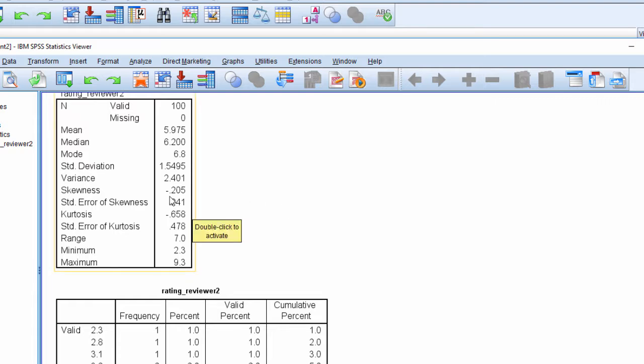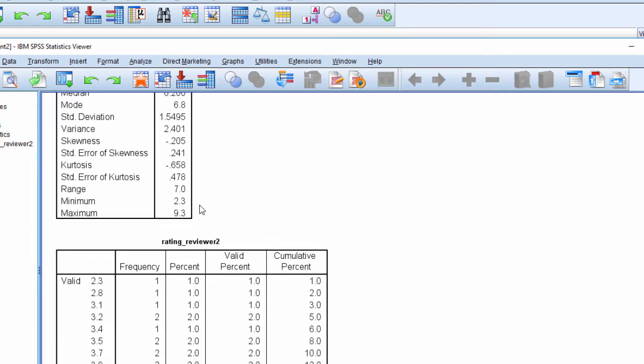Now, the distribution is not very skewed here. We got negative 0.205, suggesting very close to normal, and the kurtosis is near 0 as well, negative 0.658. And then we have the minimum and maximum, which is how I prefer to report the range in a manuscript. 2.3 is the lowest rating obtained for a movie in this sample of 100 movies, and the maximum is 9.3.